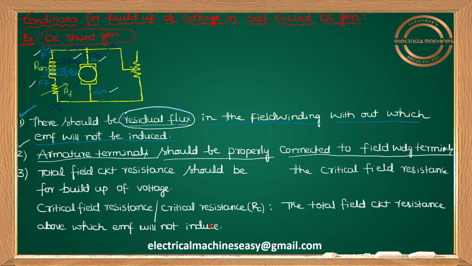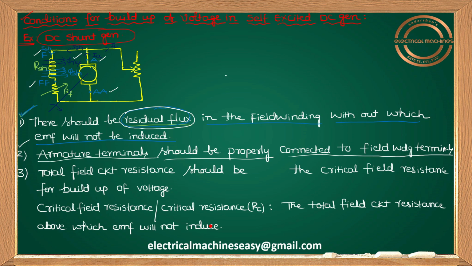Suppose you are not connecting the armature terminals properly to the field winding terminals, so what will happen? To be frank, instead of the shunt flux aiding the residual flux, the shunt flux will be opposing your residual flux. Because of that, the residual flux will be nullified. Initially a small amount of residual flux will be there, but because of the improper connection of armature terminals to field winding terminals, the shunt flux opposes the residual flux, thereby nullifying it. Okay, that is not desirable. So please be careful. The second point is very important.